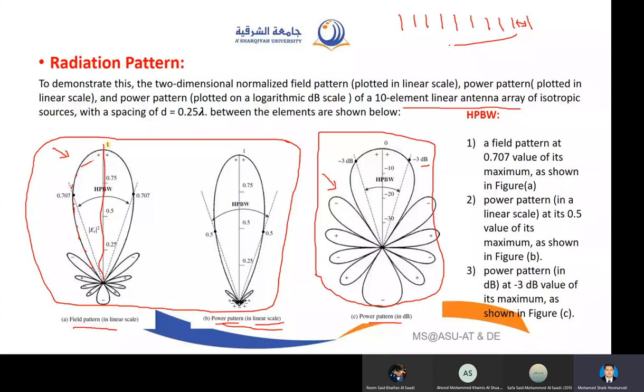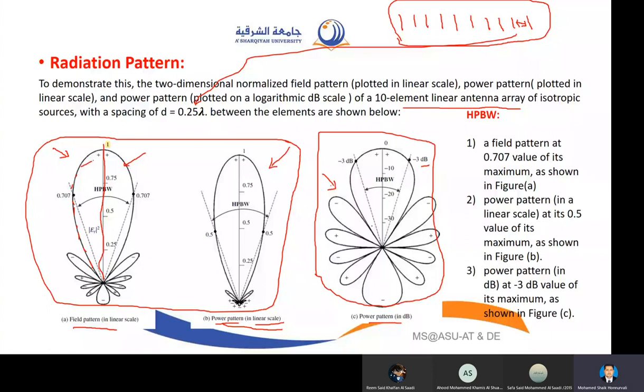So after I excite it, I observe the radiation characteristics of this antenna. I have observed its radiation in 2D graph. If it is in linear scale, it will be like this. In power, you have two variants. If it is in linear scale, it will be just square of the magnitude. In dB, it will look like this.